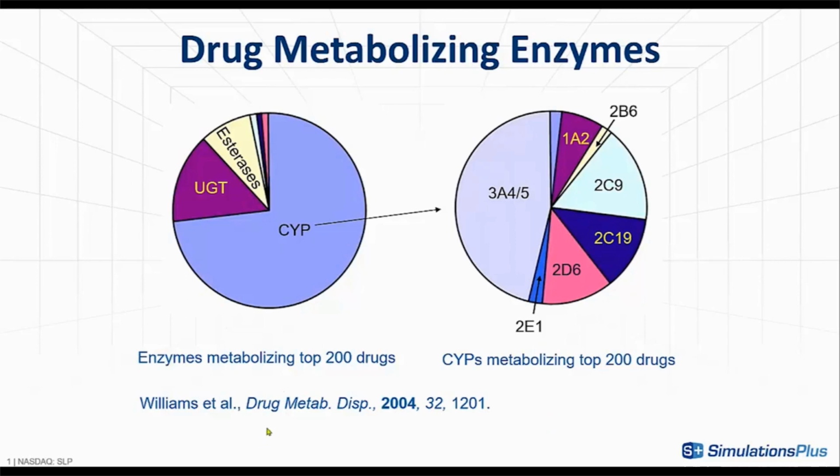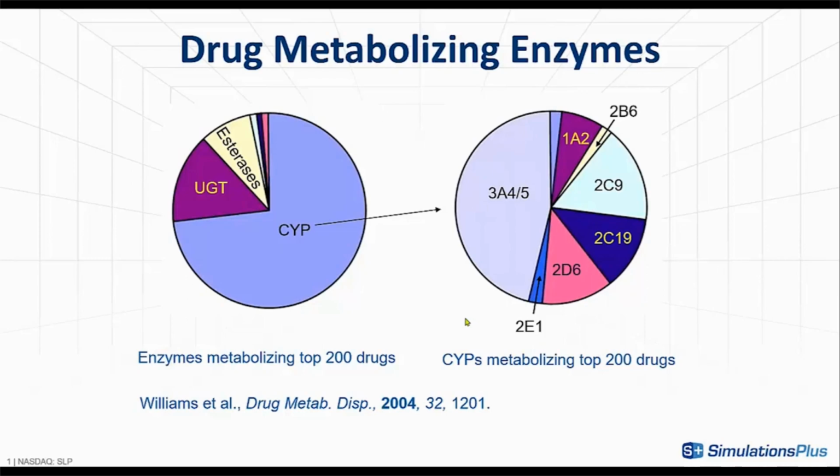It's from a publication in Drug Metabolism and Disposition in 2004, and it shows the enzymes metabolizing the top 200 compounds. About 3/4 of them are metabolized by CYP. It's hard to say, a little less than that obviously for UGTs, and a little bit of that for esterases. Of the CYPs, it's broken up into the 5 major metabolizing enzymes: 1A2, 2C9, 2C19, 2D6, and 3A4, with less contributions from 2B6 and 2E1.